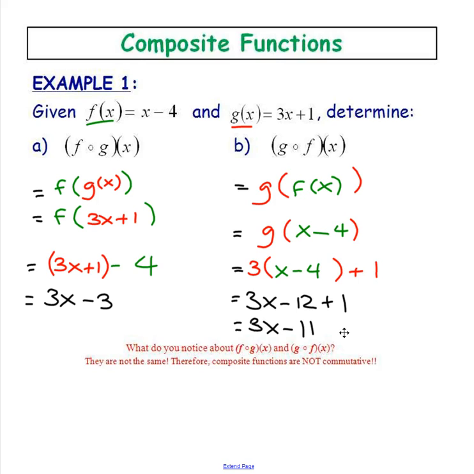There is one other question at the bottom. Do you notice anything that's different between f∘g and g∘f? A lot of people think, we're just substituting them into each other, shouldn't we have the same answer? You really need to notice that they're actually not the same. You don't get the same answer, because this is 3x minus 3 and this is 3x minus 11. So they're not commutative, which means f∘g is not the same as g∘f.